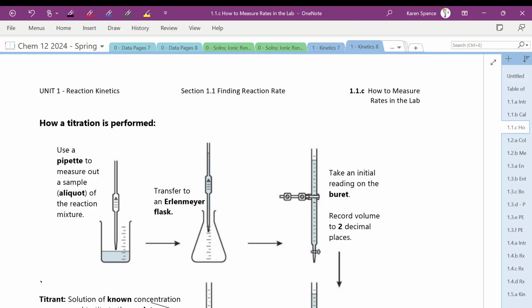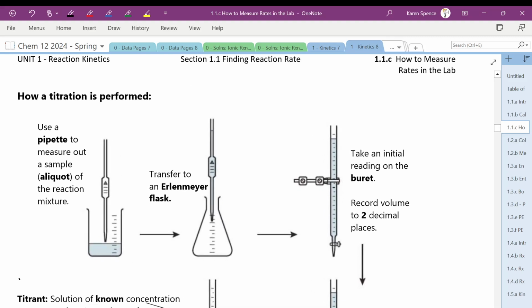How many people did a titration in grade 11? About half of you. Okay, so those of you who have not yet done a titration, no worries. We're going to do one within the next couple of weeks. It's a good review of stoichiometry. It's a good review of neutralization reaction, okay? The problem is I can use titration to calculate the concentration of something, but here's how it works.